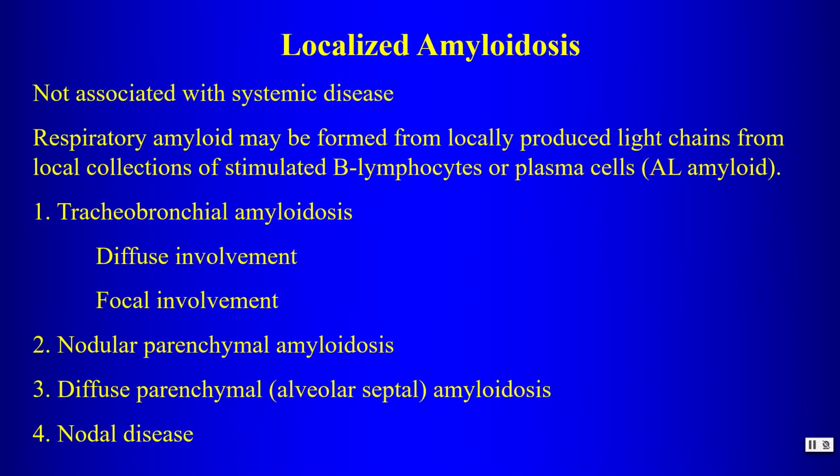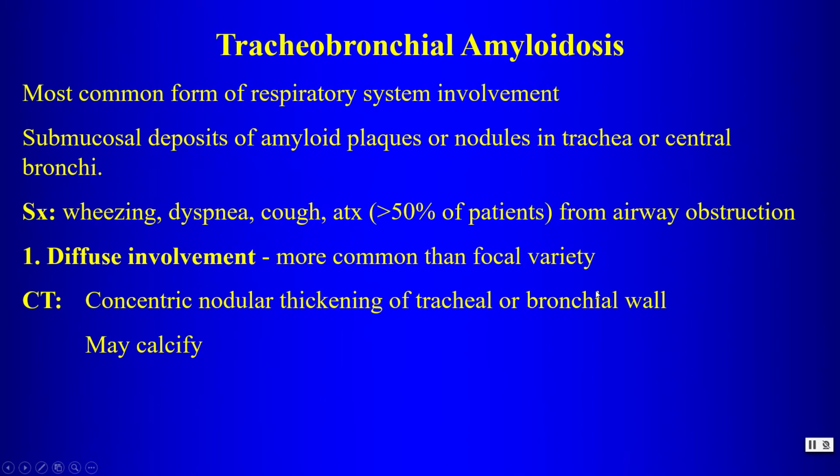Now, localized amyloidosis, the most common form of that affecting the lung, usually affects the tracheobronchial tree. That can be diffuse or focal. And as we said, we can have nodular parenchymal amyloid, where we get nodules within the lung parenchyma. Here also we might have interstitial disease, and we can also have amyloid within lymph nodes within the chest.